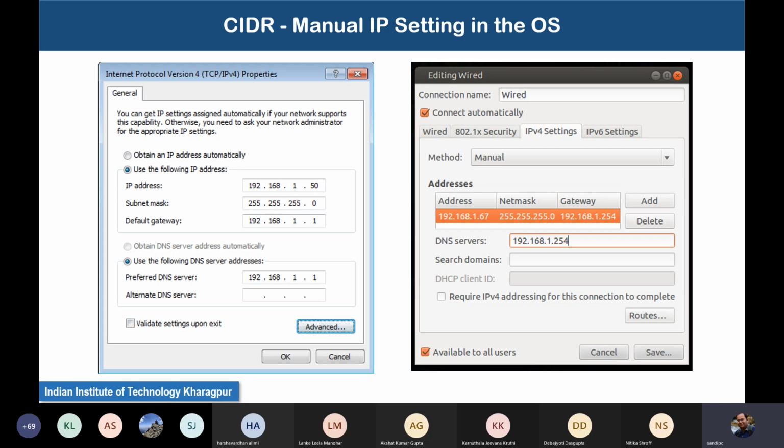Okay, so that is the way the IPs are configured manually, and typically whenever you configure your IP through some broadband service, or whenever you do it from your IIT Kharagpur hostel or even lab, we use a protocol called DHCP, Dynamic Host Configuration Protocol. That is a network management protocol, and it is a server-client based protocol. So we will have a DHCP server running.